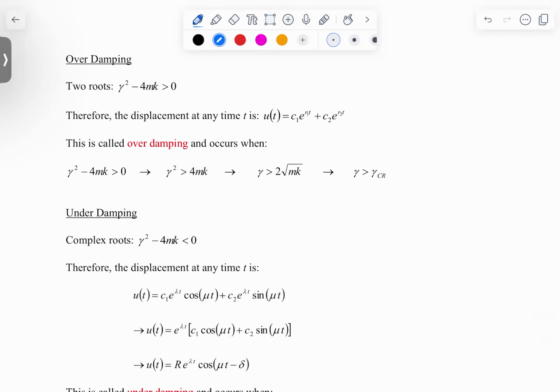We can always calculate the critical damping coefficient. And if our coefficient is greater than that, that's over damping. If it's under, that's under damping. So it's exactly the relationship. We describe it exactly as it's compared to the critical damping coefficient.